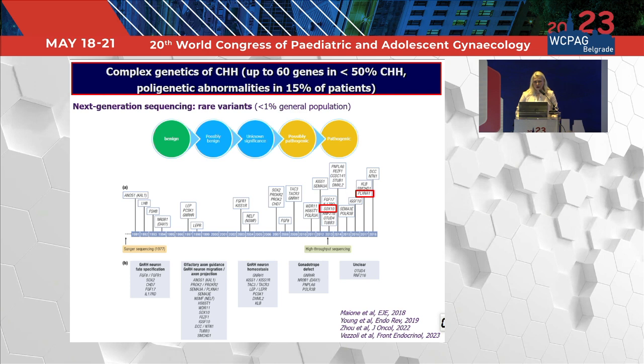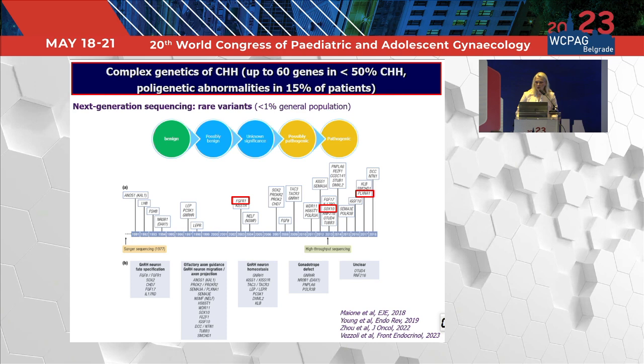The genetic cause of CHH is very complex, and it has changed a lot in the last decade. Now we know that up to 60 genes are involved, in less than 50% of patients with CHH. Some of these genes are listed here. These two genes found in our patient were recently discovered. New genetic techniques allowed it. In up to 15% of cases, more than one gene is implicated in the disorder. It is called oligogenicity. It is a characteristic of CHH patients.